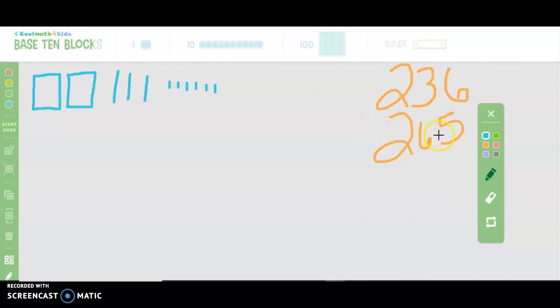I'm going to do the exact same thing for 265, so I'm going to draw my hundreds. And then I'm going to just draw lines for my 10s, and I need 6 of those. And then I'm going to draw the little smaller lines for my 1s.